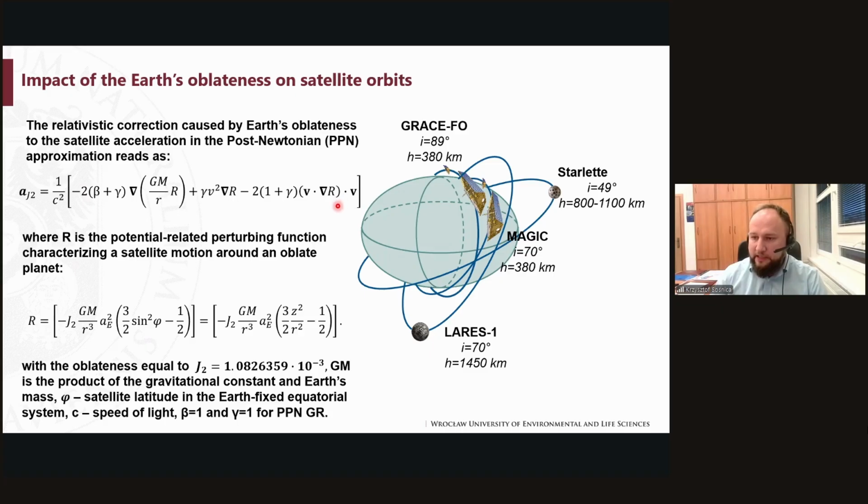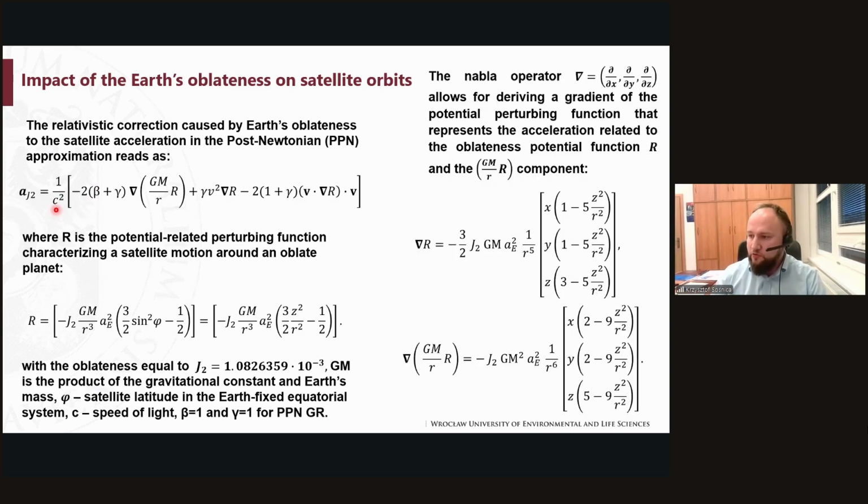And for general relativity, we have in fact three components that have to be taken into account, and everything is divided by c squared. So in principle, the resulting acceleration should be small. We need to work out the nabla R term, which is given here, and also this component. And after putting everything into this equation, we end up with the final acceleration.